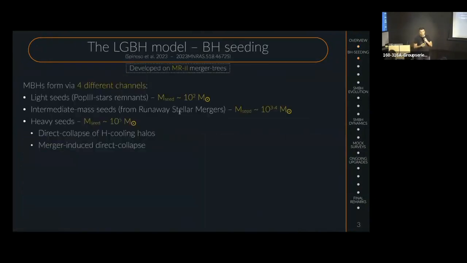As Melanie very nicely reviewed, we implement 4 different channels of black hole seeding, going from the low-mass Pop III stars, with a seed mass of the order of 10 to the 2, all the way up to the massive heavy black holes forming via direct collapse. We also add to what Melanie described this merger-induced channel, which is basically the formation of heavy seeds during gas-rich galaxy mergers at high redshift. It's just an additional channel to have direct collapse in the end.